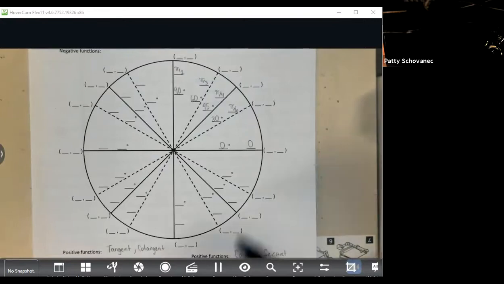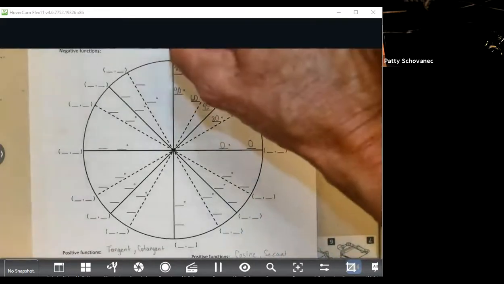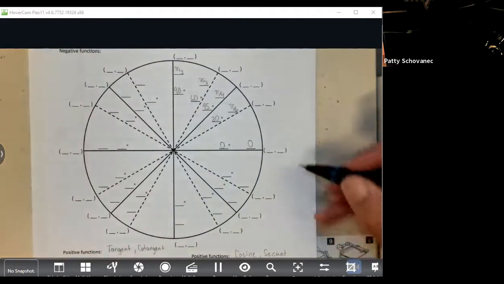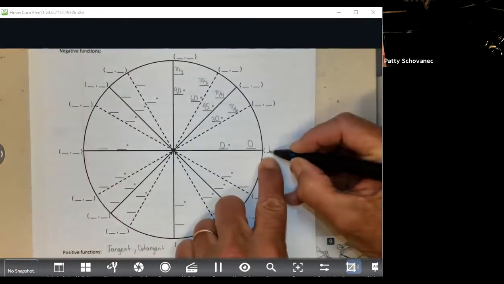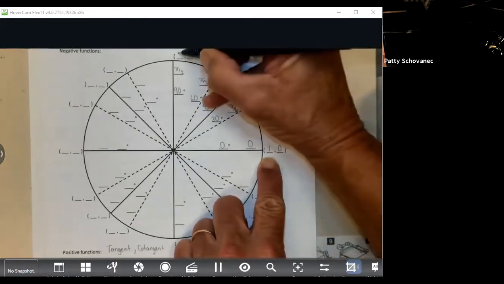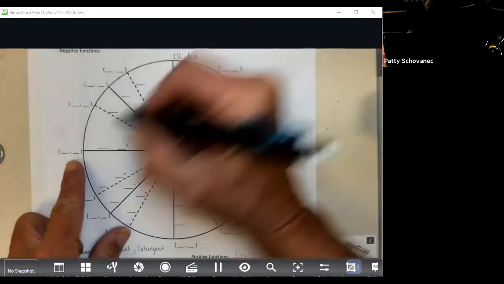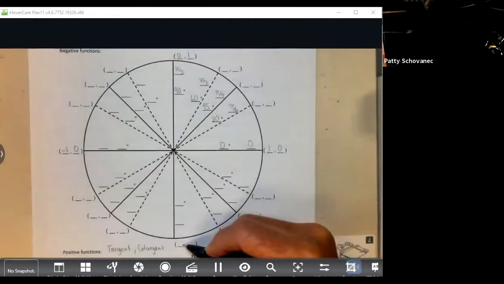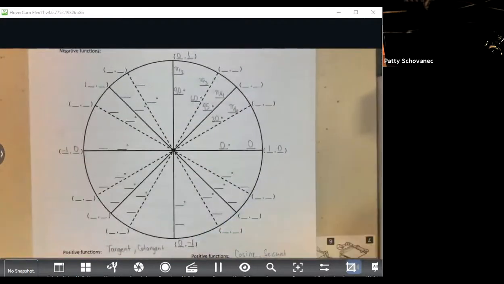Now let's list the numbers that go with the quadrant lines, with the x and y axes. So with the x-axis, this is 1, 0, then 0, 1, -1, 0, and 0, -1. Are you happy with those?